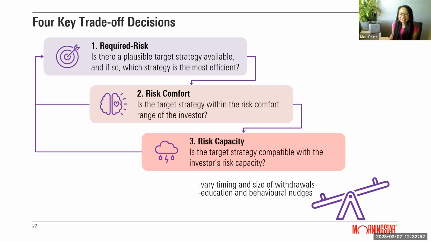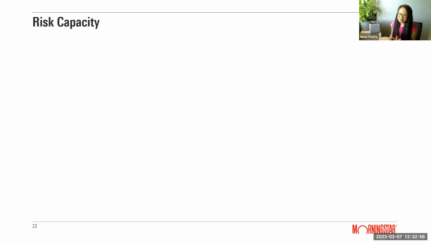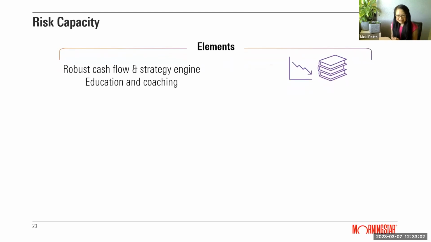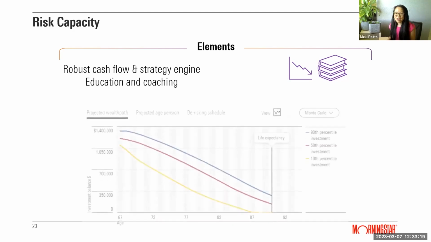All right, thank you. So I'll just move on. So on risk capacity, the key elements here are, again, having a robust cash flow and strategy engine to illustrate those various end states and stress testing the plan, and behavioral education and coaching. So here's an example of what that can look like.